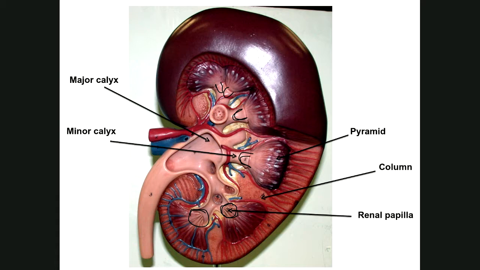And then, remember, between the pyramids are columns. So there's a column. And we notice blood vessels run up the columns. We're going to talk about blood vessels a little bit more in a little bit. But they run up these columns.